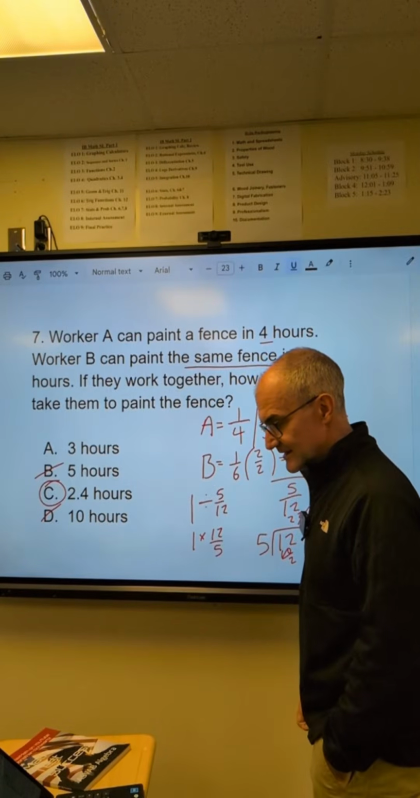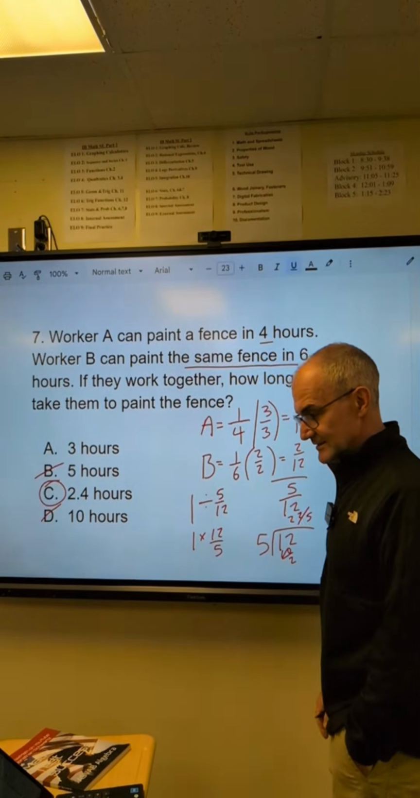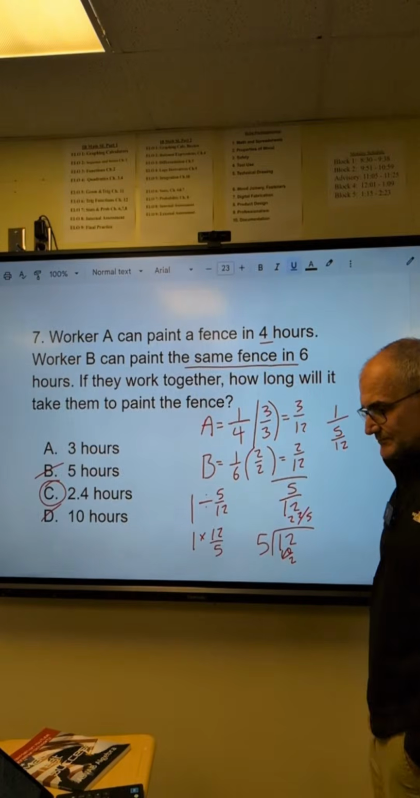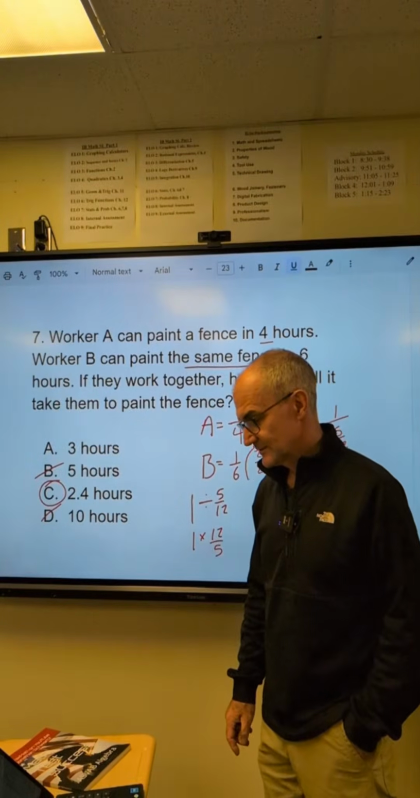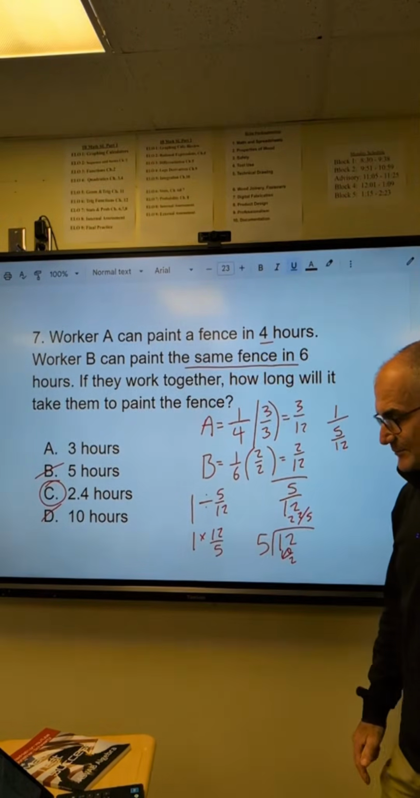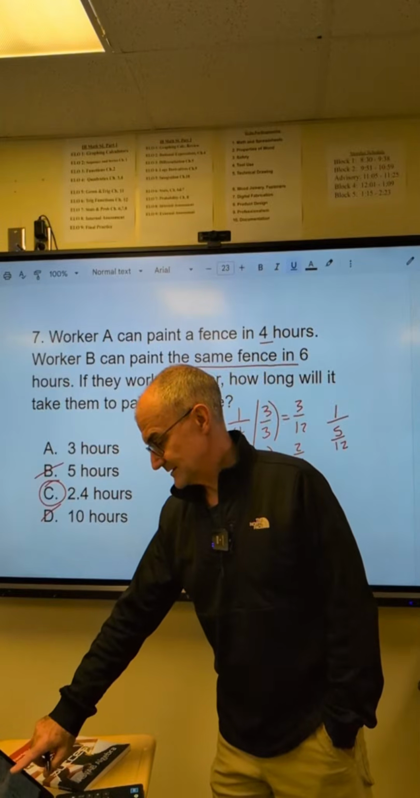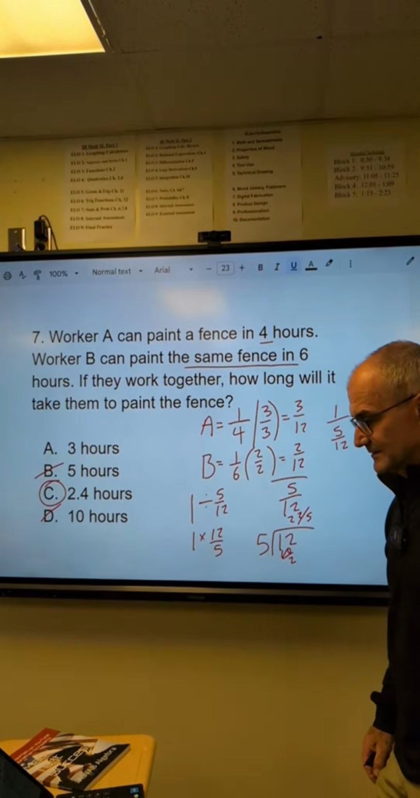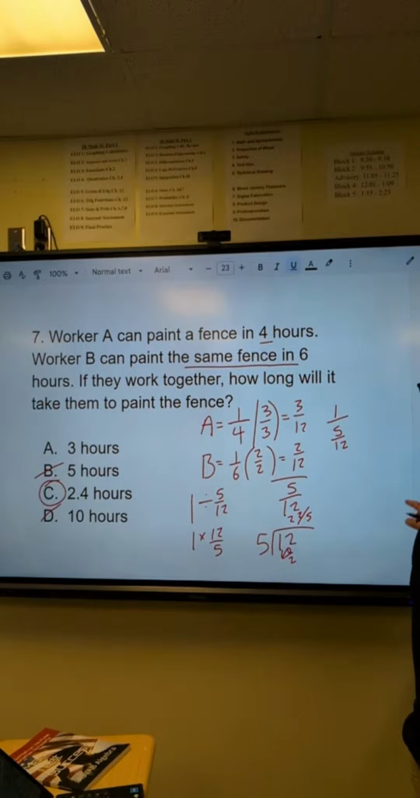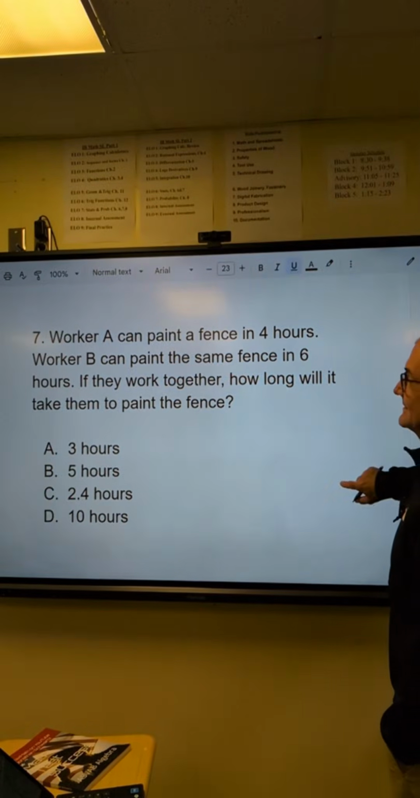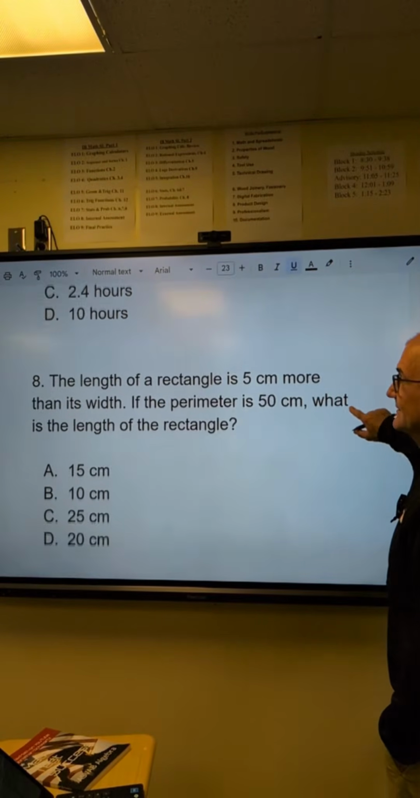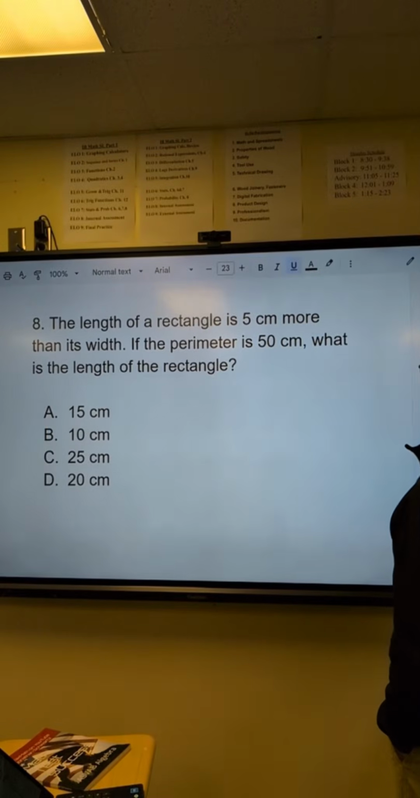Daly got that right? Oh, good. Yeah, it's a ratio proportion problem. That is correct. Yep. Oh, good. All right, let's move on to the next one. Number 8 right here. I'll give you a minute to do this one.